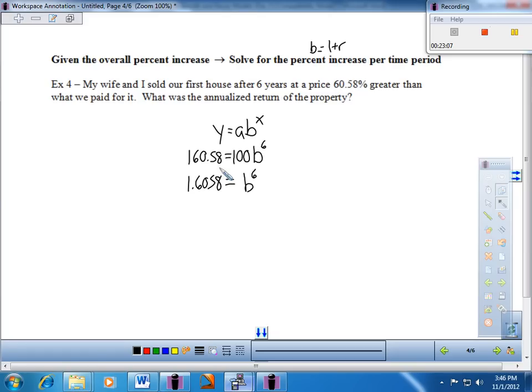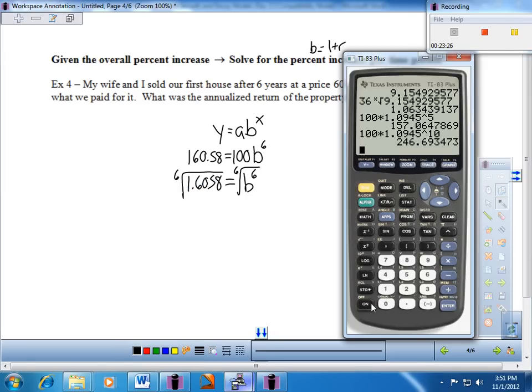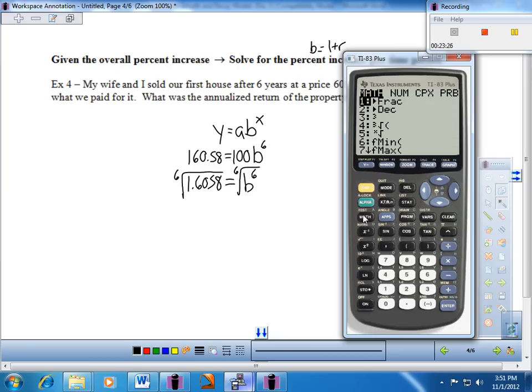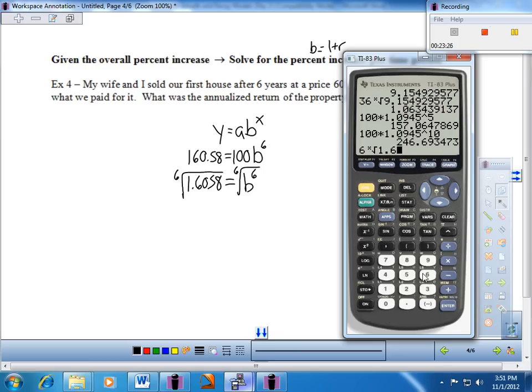Good. Now we've done this calculation before. I do need this base to the power, so I'm going to do the 6th root on this, and then I think we should be in good business here. So let's see, I've got the 6th root. I'm going to hit the math menu again, and the 6th root of 1.6058. Hit enter, and there we go.